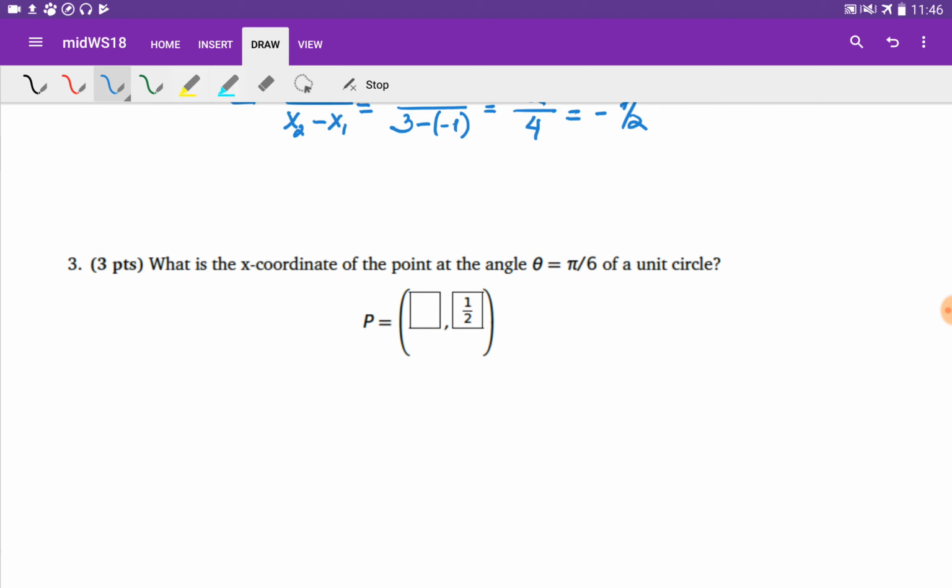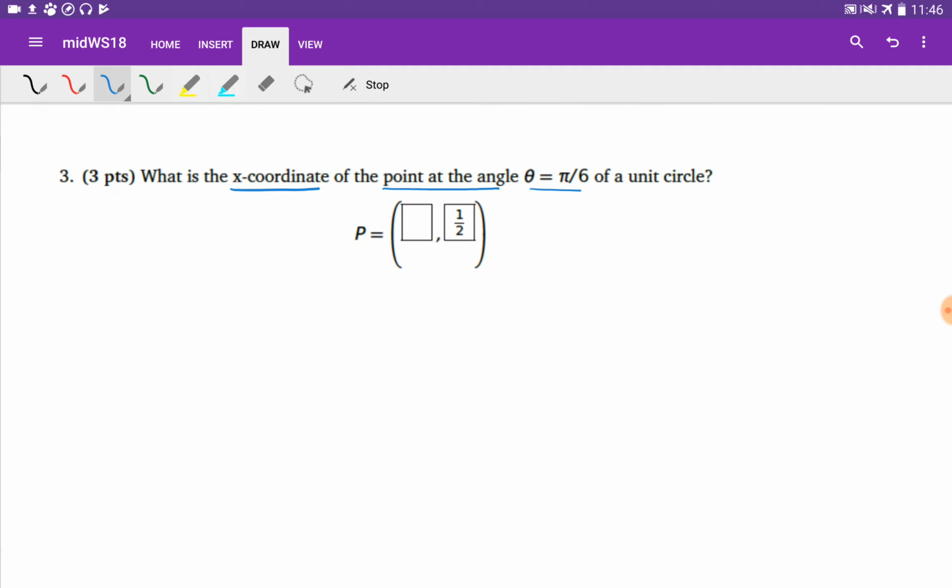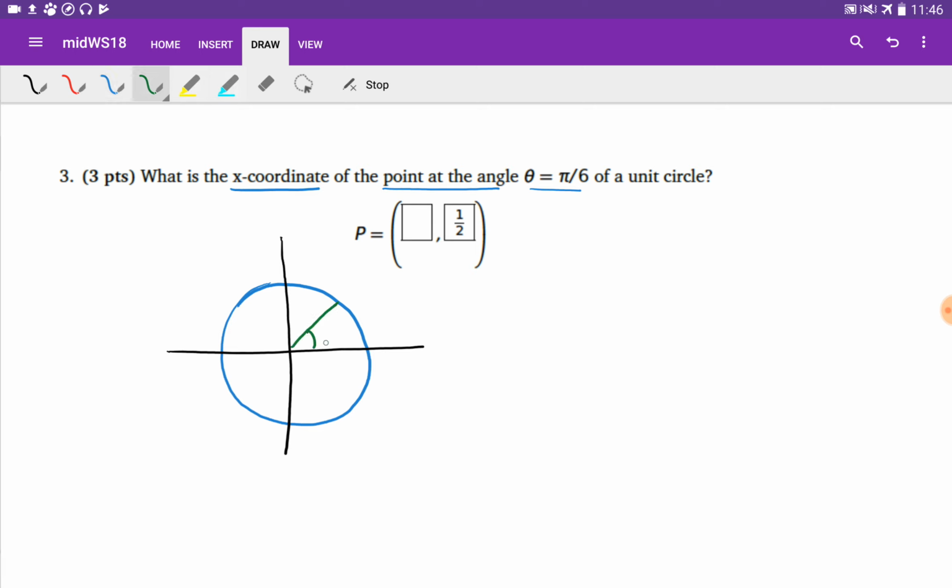In the next problem, we need to find the x coordinate of the point with the angle theta of pi over 6 on the unit circle. So basically we need to draw the unit circle. So pi over 6 is going to be roughly this angle. This is pi over 6. So if the y coordinate of this point is 1 over 2, what is going to be the x coordinate?